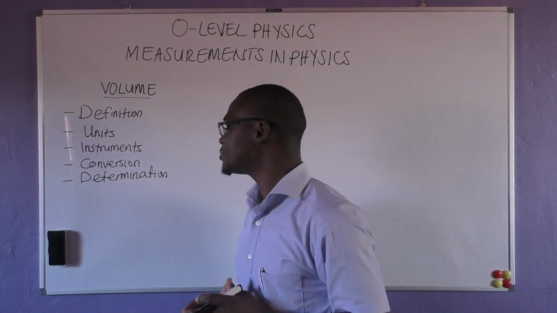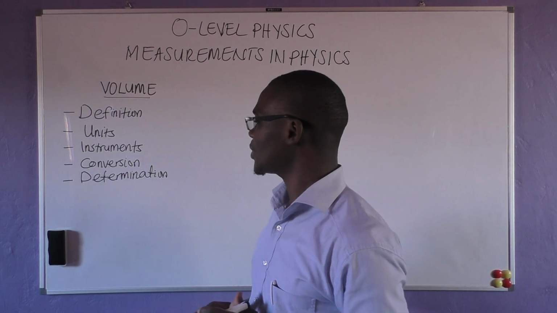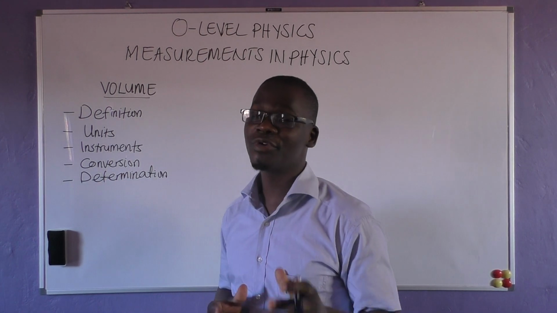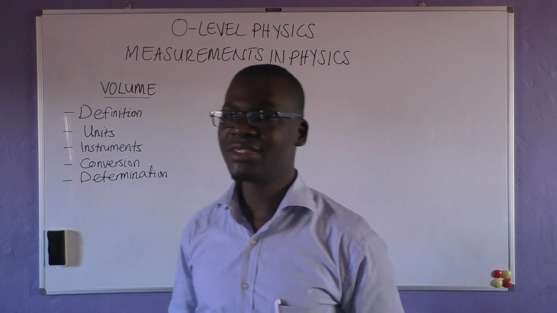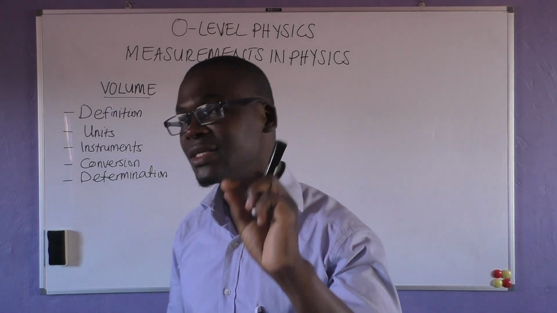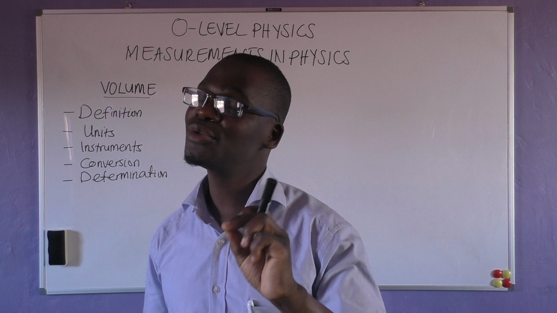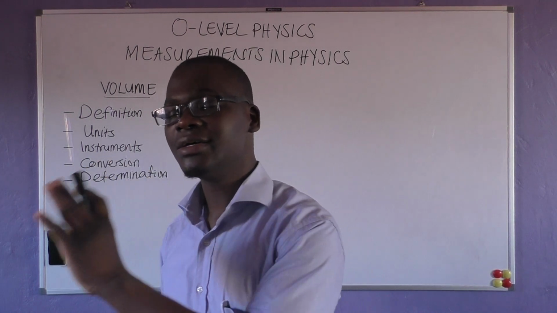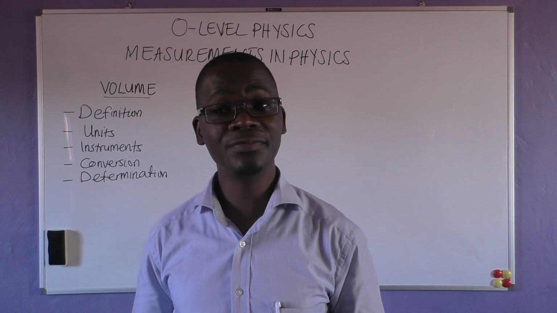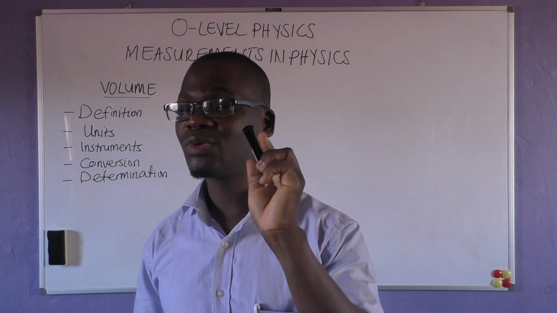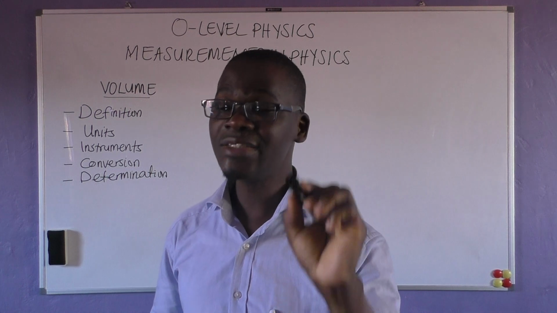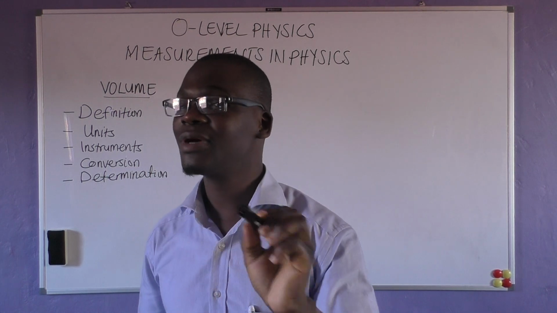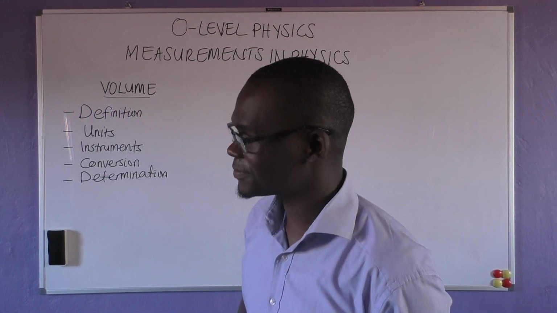Then, let us look at the conversion of units of volume. Since we've seen that the SI unit of volume is cubic meters, however, we have other units, and that means that we can convert from one unit to another. Let's see how we do that.